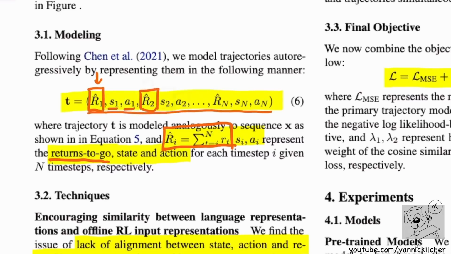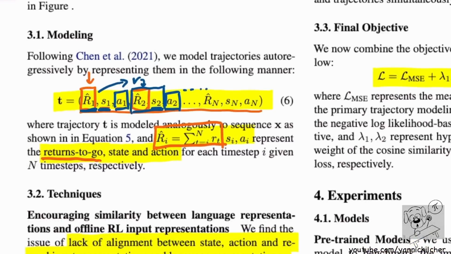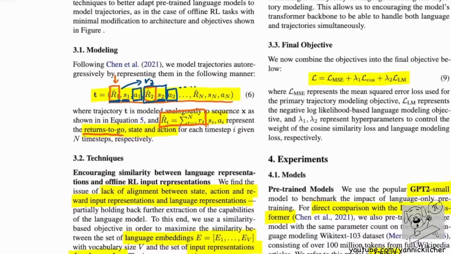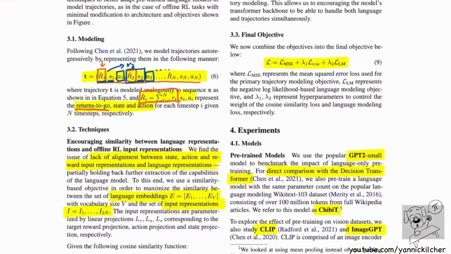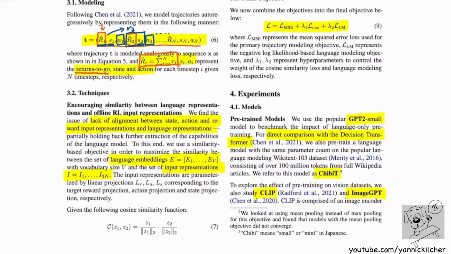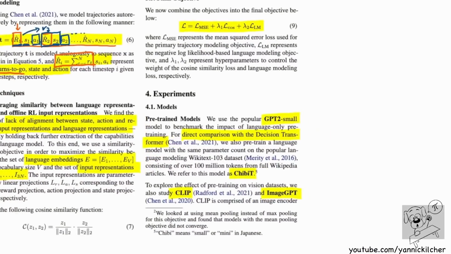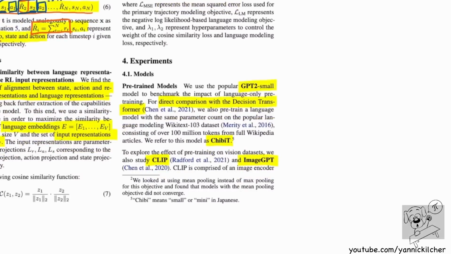So this is the setup. You don't actually need to understand much more, but what we're going to do is model this as a sequence in our data set, and then at inference time we just put some high returns to go. And that's it. We're going to use a transformer for the sequence model. And they're going to use a bunch of different models right here.